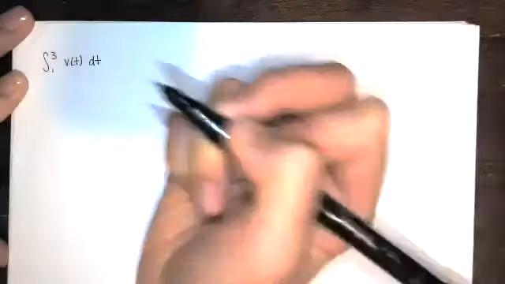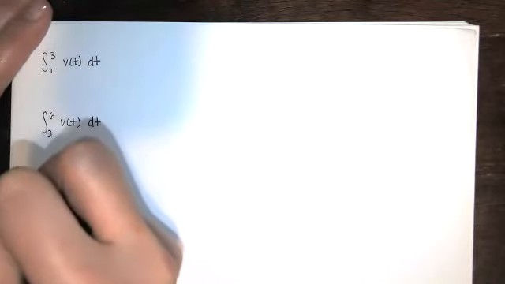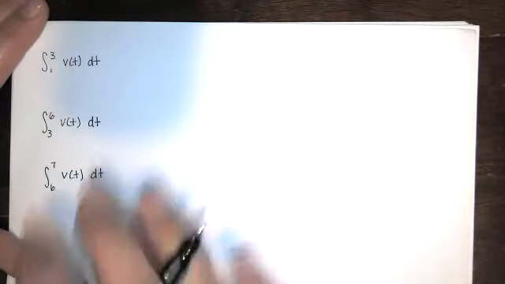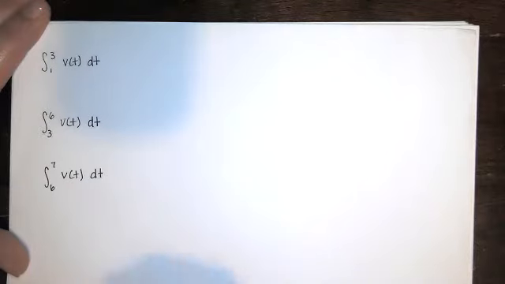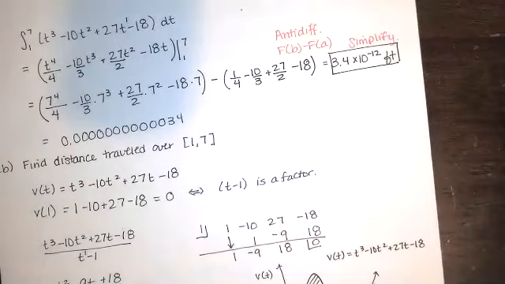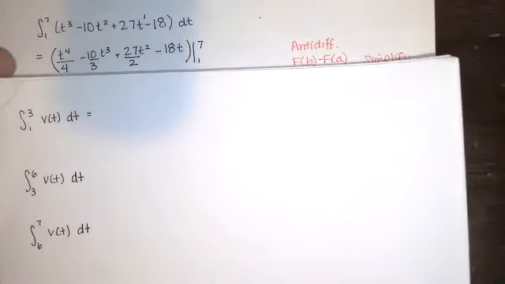Okay, so I've got the integral from 1 to 3 of v of t. I want that. Then I want the integral from 3 to 6 of v of t. It's going to be a negative number. I want that. And then I want the integral from 6 to 7 of v of t. And then we're going to take the absolute value of all the answers and add them together. Okay, now v of t was this function. We've actually already taken the antiderivative.